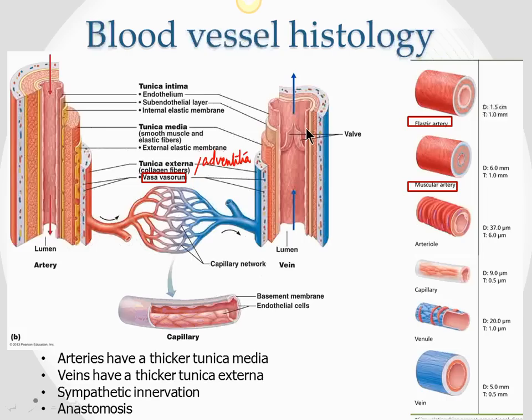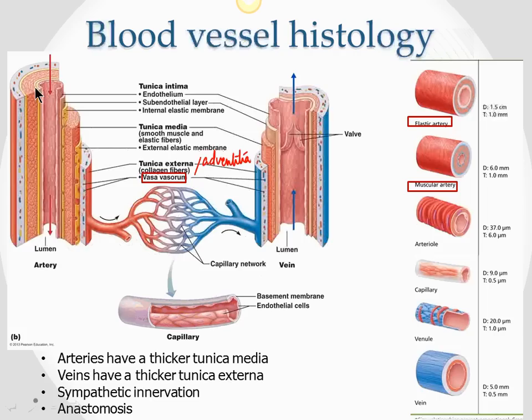So arteries and veins both have these three layers. And when I say veins, I'm talking about medium-sized and large veins. Smaller veins, the wall thickness will be a little less. But what's the difference between the two?